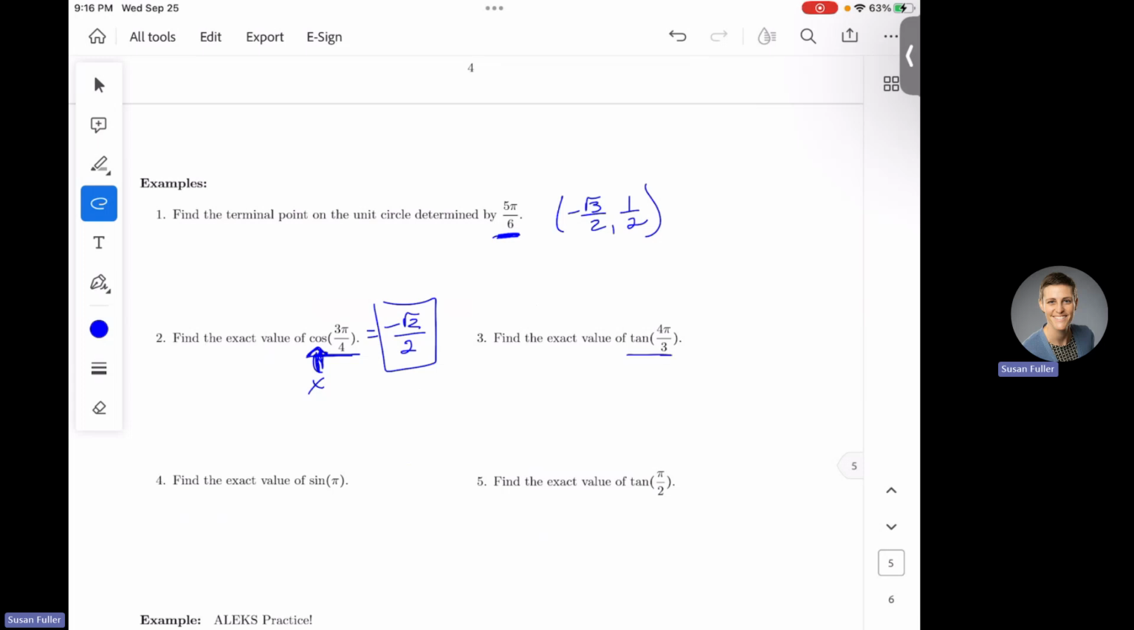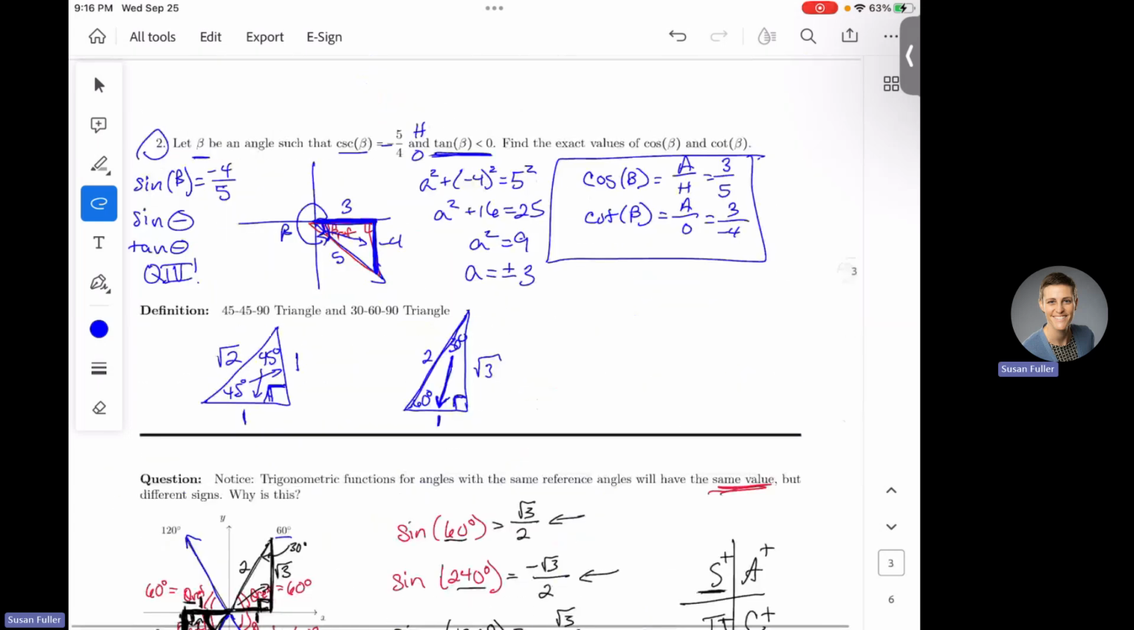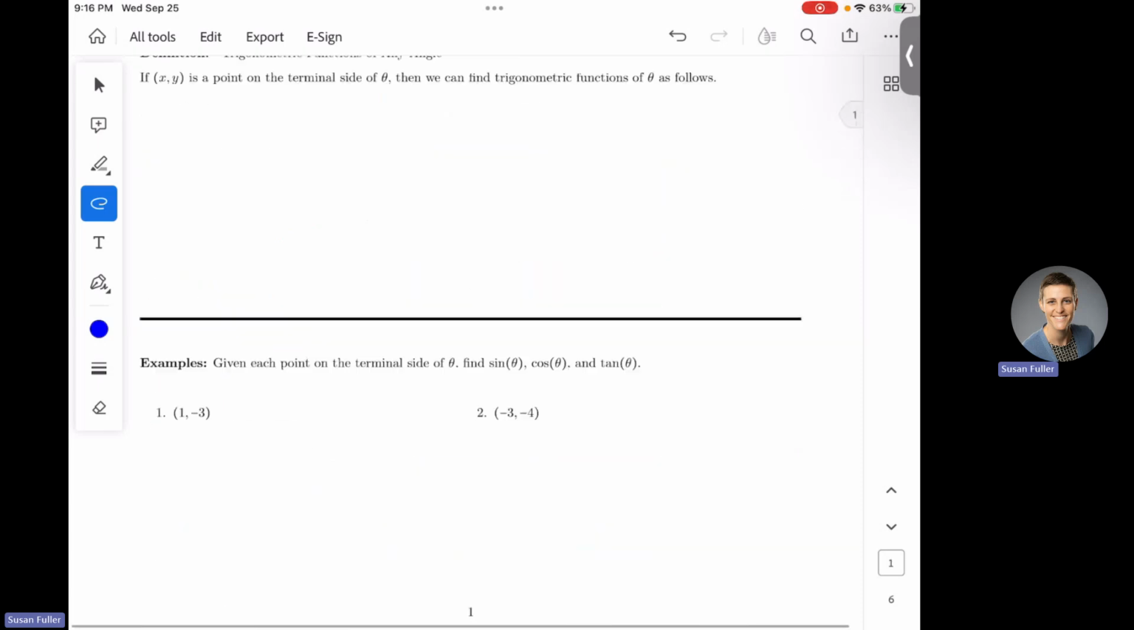If I want the exact value of the tangent of 4 pi over 3. Okay, 4 pi over 3. I know that 4 pi over 3 is a little bit bigger than 3 pi over 3, so this is bigger than 1 pi. I'm going to be here in quadrant 3, and I need the tangent value, but this is cosine and this is sine. How would I get the tangent value? Well, let's go back. I don't think I have it filled in here because I didn't have the completed notes here.